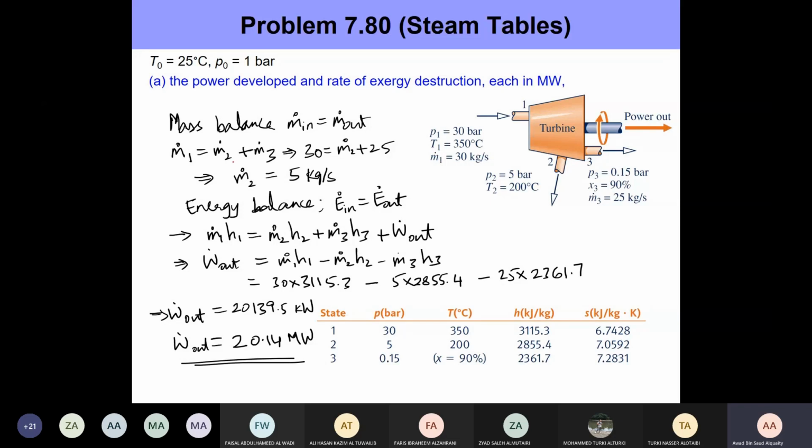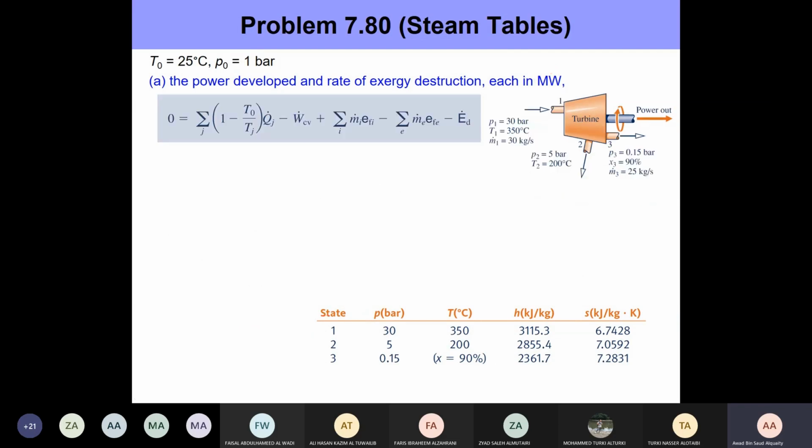So the power developed comes simply from energy balance, as we discussed in the last class. And this is the value of power developed that we calculate. Remember that since we had to provide the answer in megawatt, we had to convert the kilowatt to megawatt. So make sure you do that conversion based on what's asked in the question. If it's not in the same units, you will lose some partial grade. So now coming back to the exergy destruction.